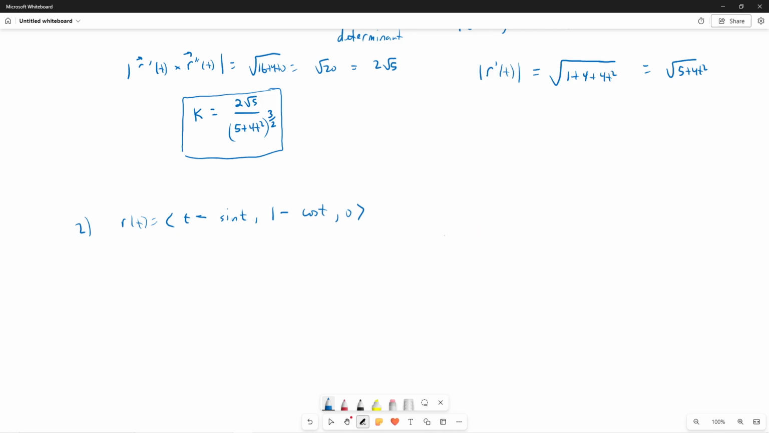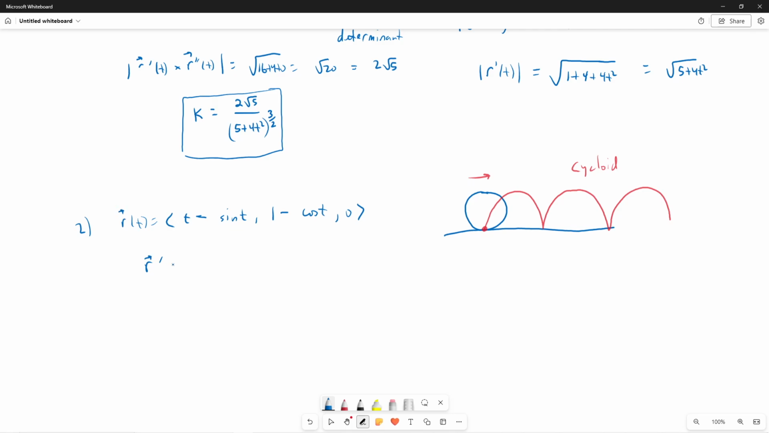So what is a cycloid? If you have a circle rolling along level ground, and you keep track of a point as you roll the wheel, the circle, along the ground, that point is going to go up and down, something like this, and that is a cycloid. So we want to know the curvature of the cycloid. So we need r prime and we need r double prime.